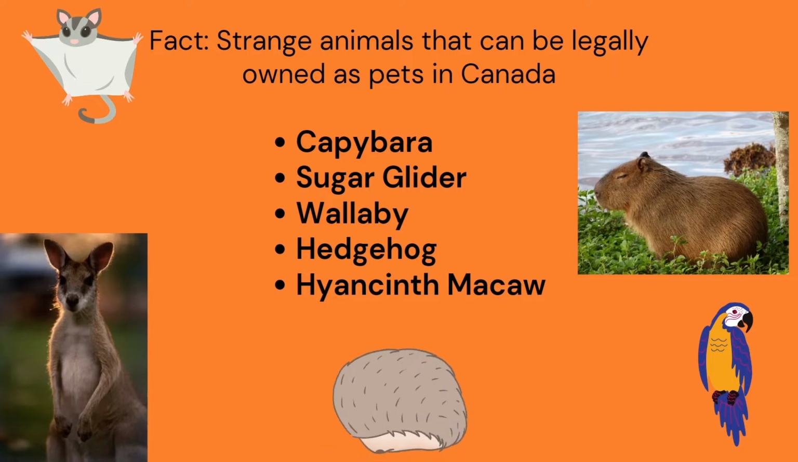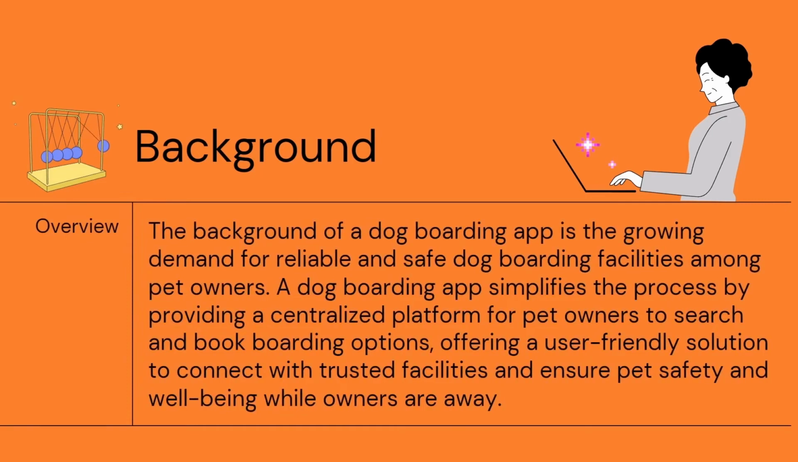No random fact though. Like the strange animals that can be legally owned as pets in Canada. Those are capybara, sugar glider, wallaby, hedgehog, and the macaw.